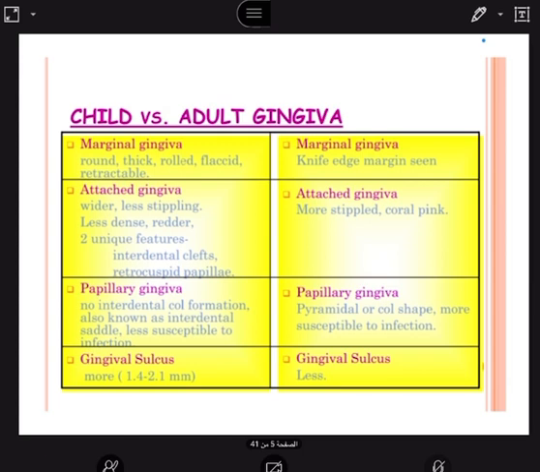Hope you understood. Basically, in the attached gingiva, you will see less stippling. Attached gingiva is wider in children compared to adults. In adults you will see coral pink color, whereas in children you will see less dense and more reddish color because of high vascularity. Coming to two unique features which you see in the attached gingiva: interdental cleft and retrocuspid papilla.